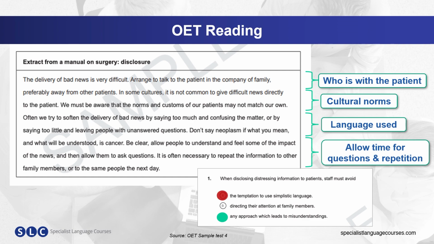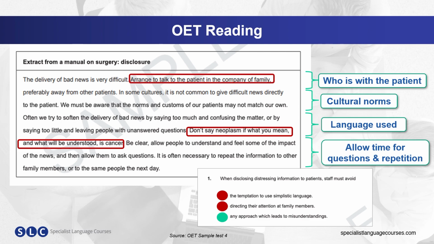Option A is incorrect as it states the opposite. You should use more simplistic terms. And B is incorrect. The text says you should arrange to talk with the patient in the company of family, but not avoid them.